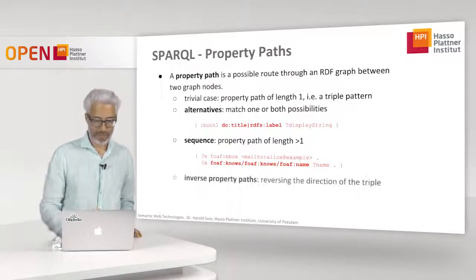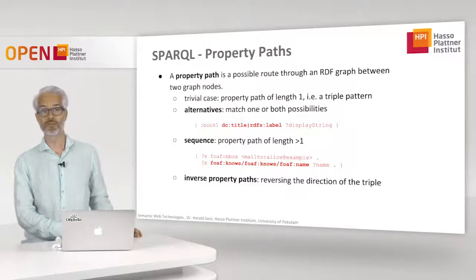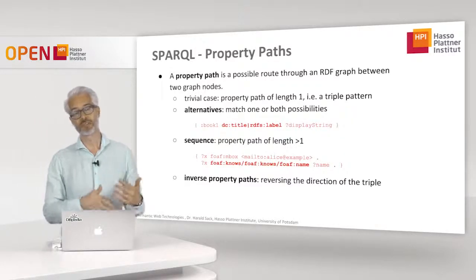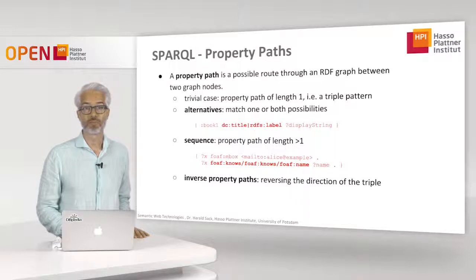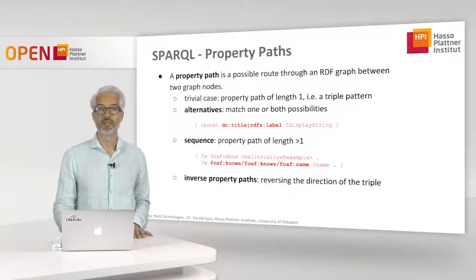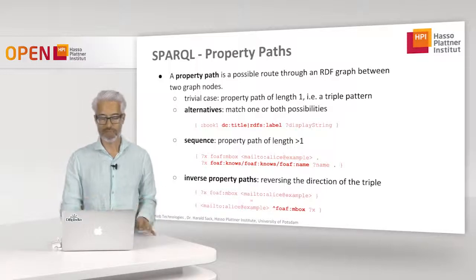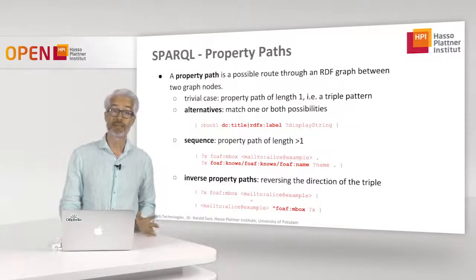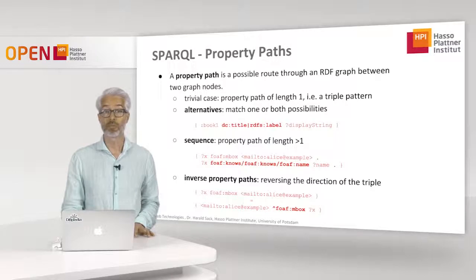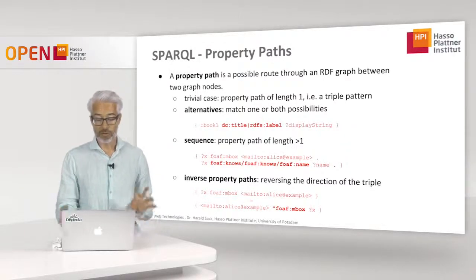So let's have a further example. What you could do, for example, is simply reverse the use of a property in a triple pattern. So we are reversing the direction of the triple, which means if you look at our example, X has the mailbox and then the URI of the mailbox. This is the same as if I could reverse the triple.